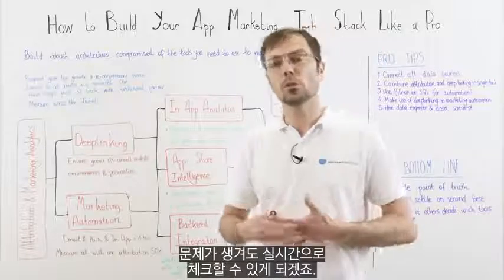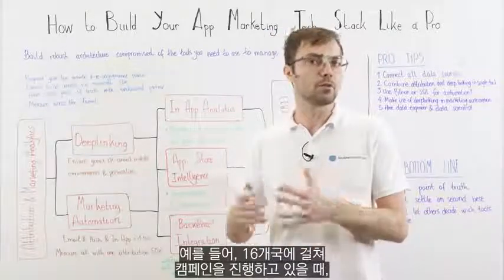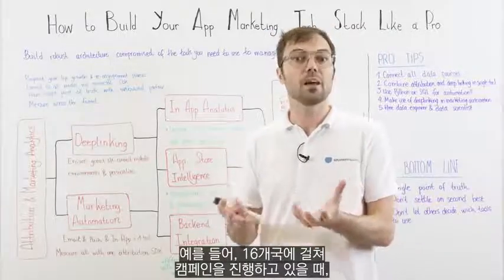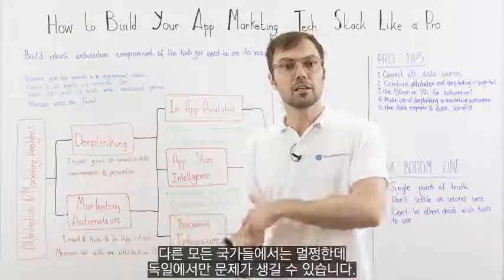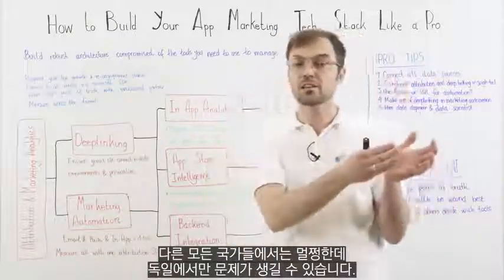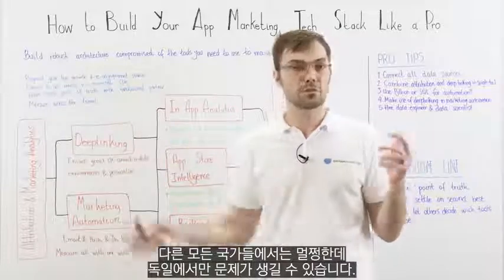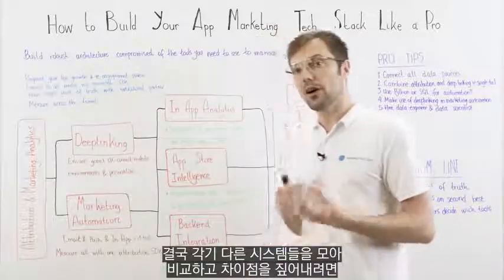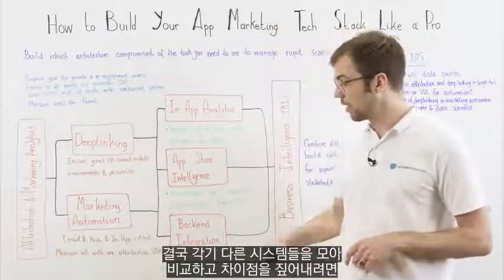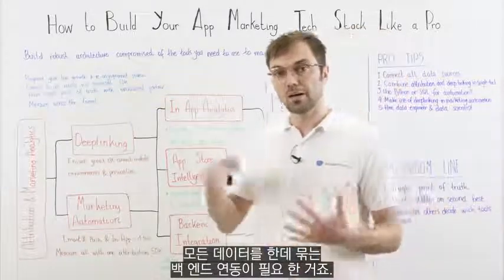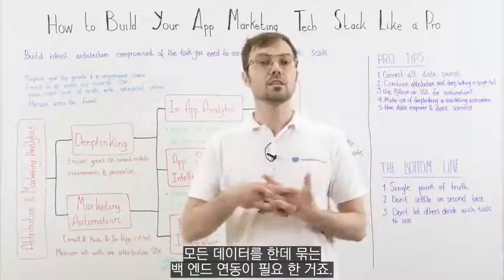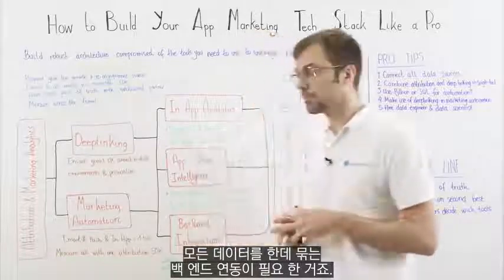You will be able to quickly see things if, for example, you're running a campaign in 16 countries in parallel. If in maybe Germany there's something broken, but in all other countries it's perfectly running. So there are certain reasons why you want to have a backend integration to combine all the data together and see differences in the different systems.